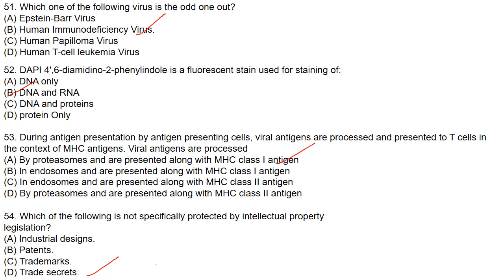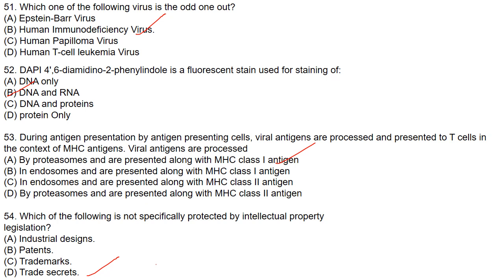Then during antigen presentation by antigen presenting cells, viral antigens are processed and presented to T cells in the context of MHC antigen. Viral antigens are processed. So they have asked for class 1. Okay, we'll see. By class 1 presentation. So that is the first option. So processed by proteasome and are presented along with MHC class 1 antigen. That's correct. So the answer is option A.